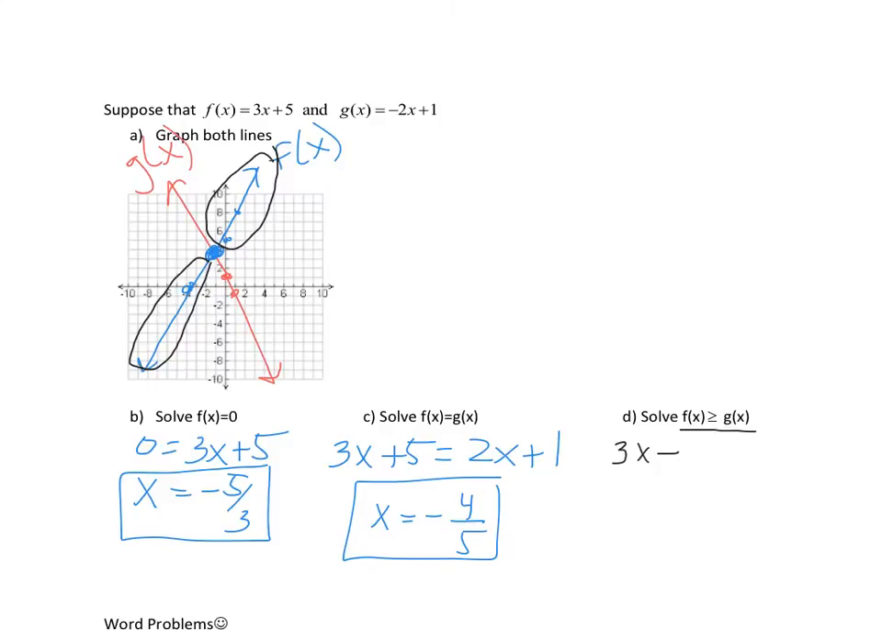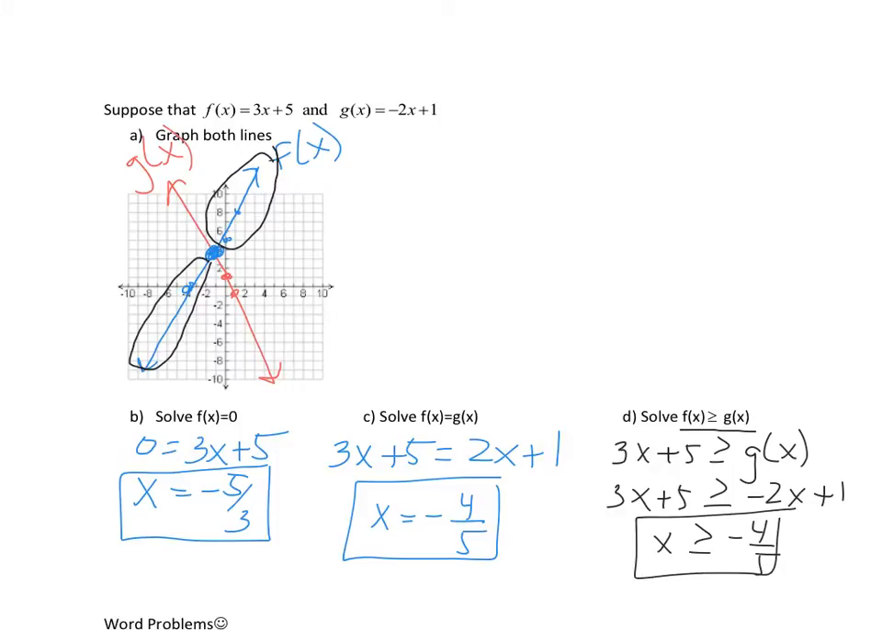So if I set f of x greater than or equal to g of x, and I solve, so f of x greater than or equal to, here's my g of x function, I end up getting x greater than or equal to negative 4/5. And that makes sense on our graph, because if this little guy here in the middle is negative 4/5, I want everything bigger than or equal to that.